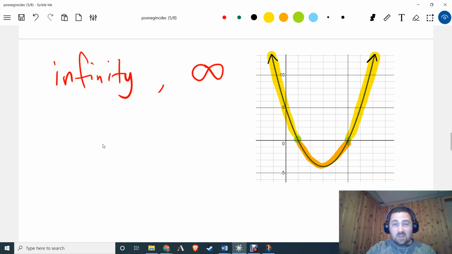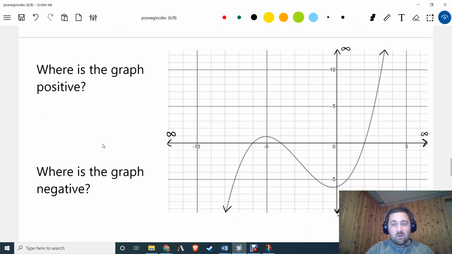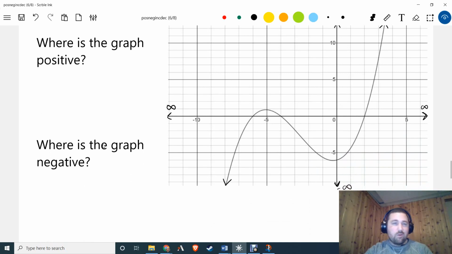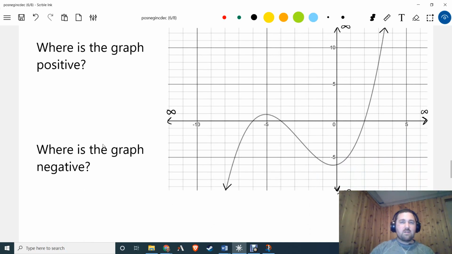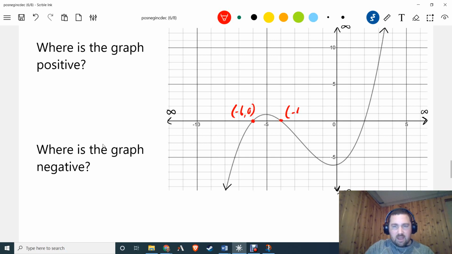Okay, let's look at a graph there. So here we have this kind of cool curvy graph. Where's the graph positive? Well, I'm going to start by finding the cutoff values again. Here it is on the x-axis. That's the point -6, 0. Here it is on the x-axis. That's the point -4, 0. Here it is on the x-axis. That's the point 2, 0. Those are the cutoff values where it's going to be positive or negative in between them. Here it's positive. Here it's positive.